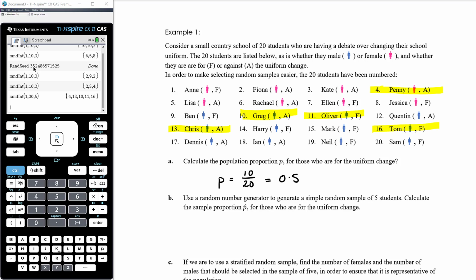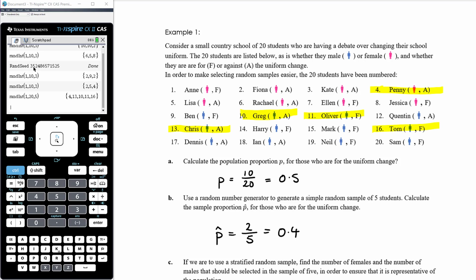And so I want to calculate p hat, the sample proportion for those who are for the uniform change. So out of my sample of 5 students, how many of them are for? 2. 2 out of 5, so 2/5 or 0.4. So in this case, my sample proportion isn't too far off the population proportion. But you can see that it would be perfectly possible to generate a sample that has no people for the uniform change, or one, or all 5 of them for the uniform change.